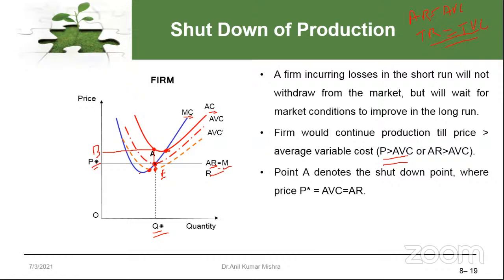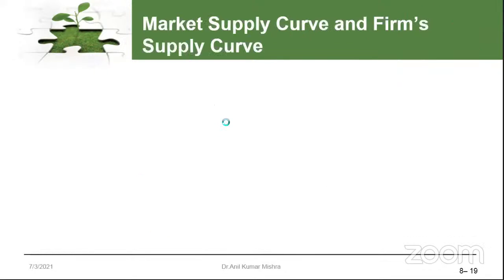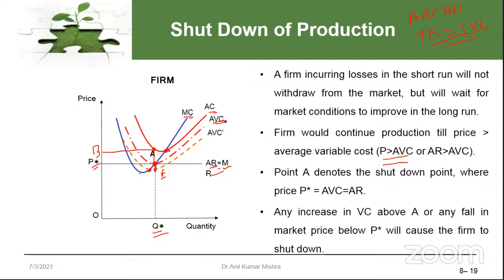Right now, the minimum point of the average variable cost is on the price line. That means the average revenue and average variable cost are the same. So up to that point, it will continue the business. That is the shutdown point. If the average variable cost increases further, then he may quit the business. So this is the situation to be explained here, what is called the shutdown point.